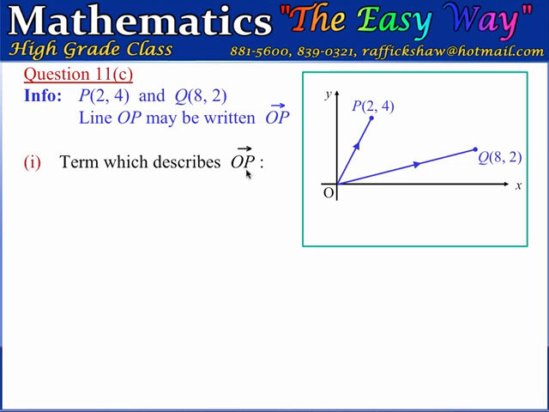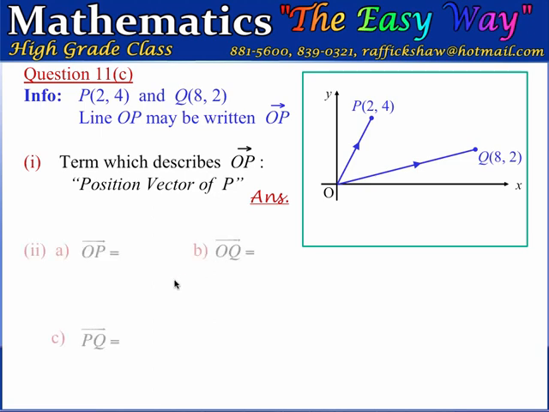And this vector OP is the displacement to P from the origin. It is the displacement vector from the origin to P. And the displacement vector from the origin to a point is called the position vector of that point. And so the displacement vector from O to P, which is this vector, is called the position vector of P. And so that is the answer. The term that is used to describe this vector OP is the position vector of P.